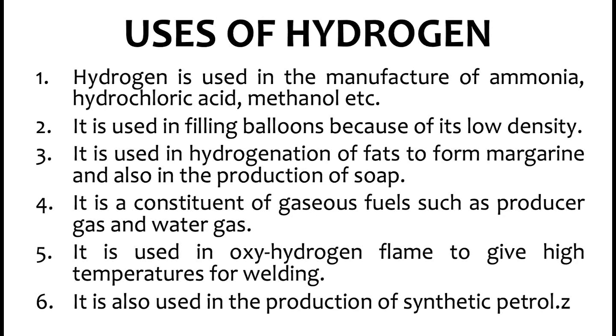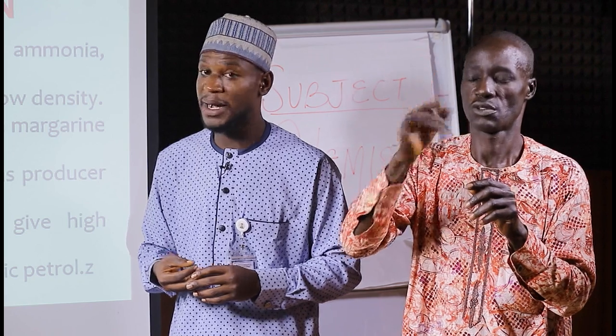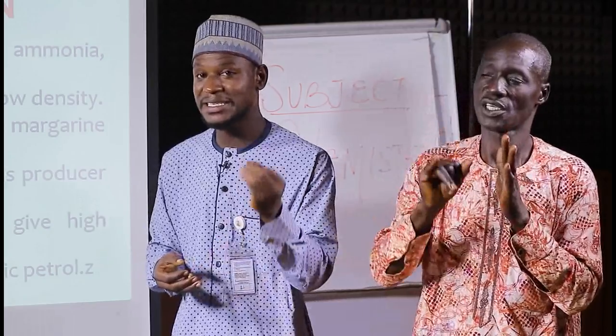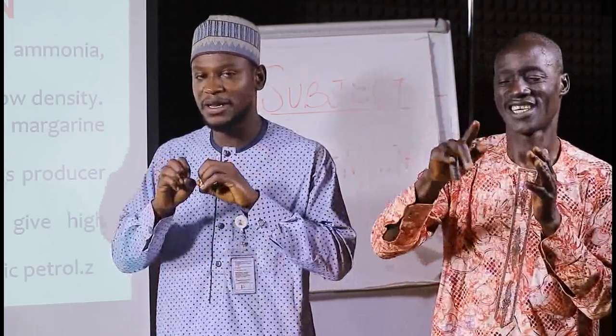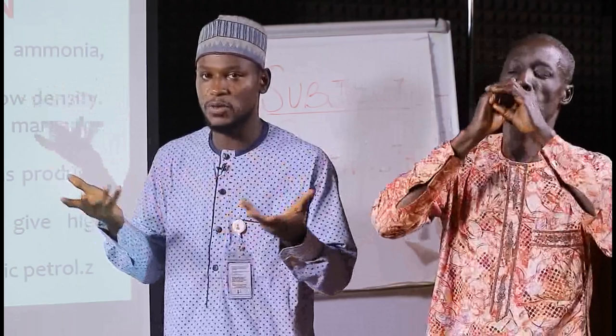Another use is that hydrogen is used in the manufacture of ammonia, hydrochloric acid, methanol, to mention but a few. It is also used in filling balloons because of its low density. Remember, I told you that hydrogen is the lightest substance, so we can use it to fill balloons so that the balloon will not be heavy.